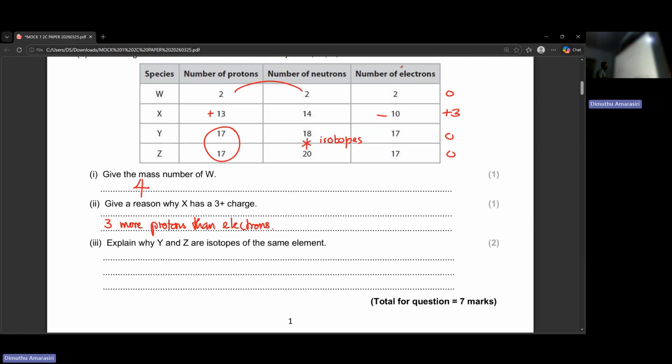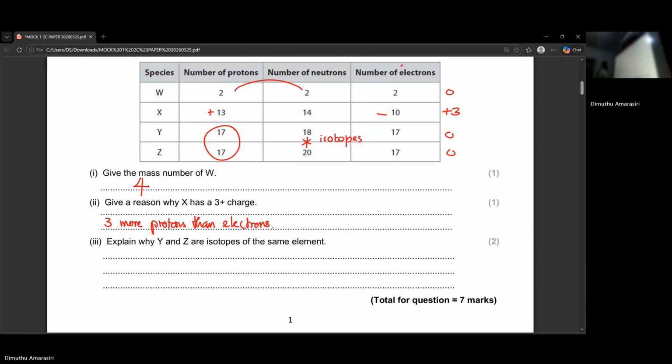Some other questions are: Explain why Y and Z are isotopes. You say same number of protons, different number of neutrons. You might have written same atomic number, different mass number, and it would be accepted, but always try to write that in terms of subatomic particles.